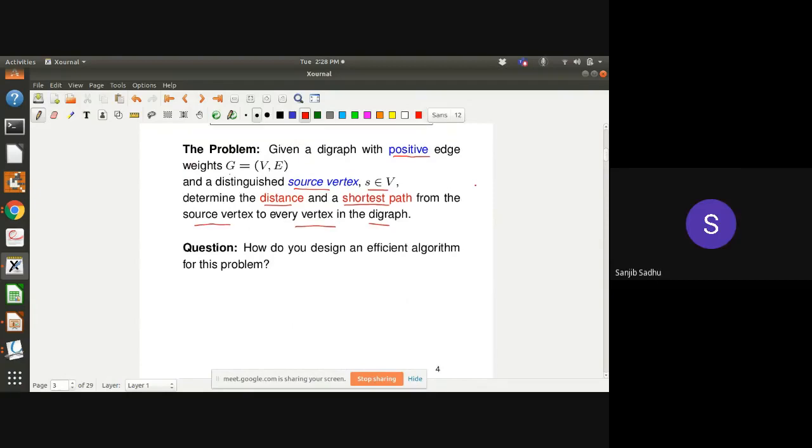Which one? Digraph? Yes sir. Digraph is a directed graph. There is a direction. From A to B there may be a direction. It means if it is like this, you can reach from A to B, but not from B to A. Okay, that is directed. Undirected means both ways.